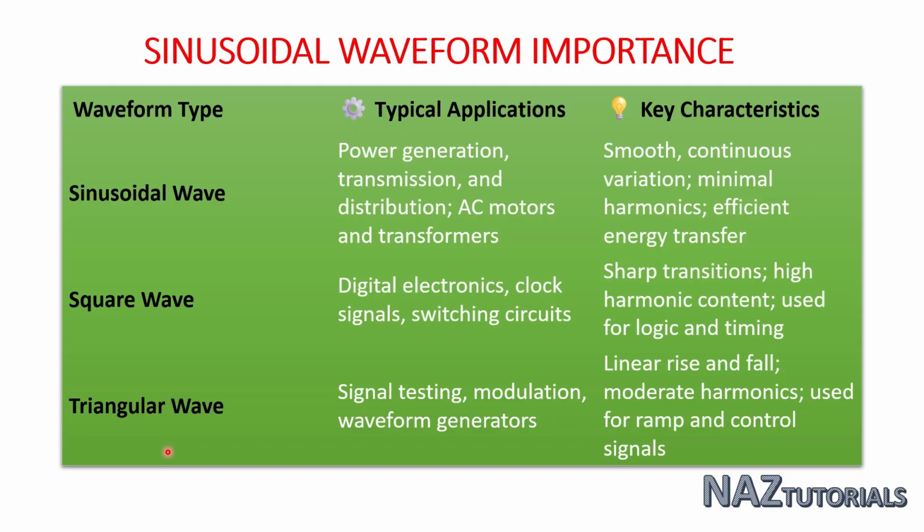And if you analyze the triangular wave, it is widely used for signal testing, modulation, and waveform generators that provide other types of waveforms. Its characteristic is a linear rise and fall, so it provides some moderate harmonics and is used for ramp and control signals.